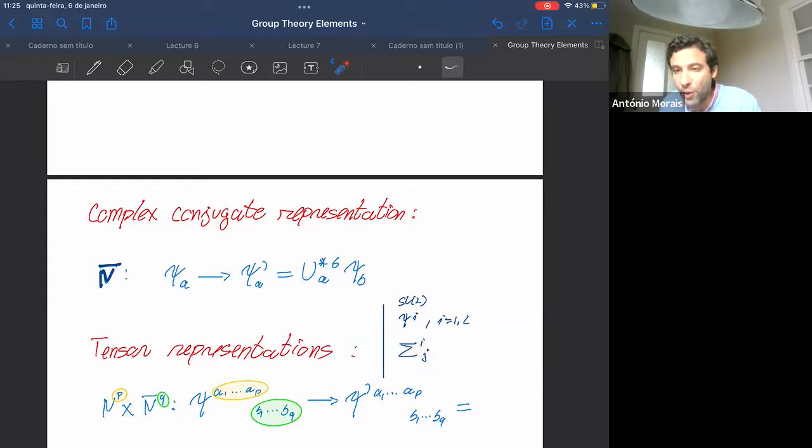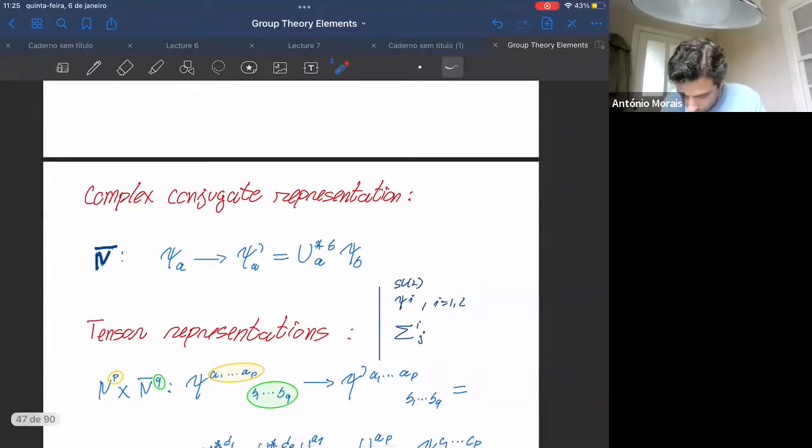Because of being pseudo-real, the anti-fundamental is not really anti-fundamental in SU2. They are equivalent. It's a pseudo-real representation. But you can think of this in general, in this way. And this is a tensor representation. It would be an n by n bar representation.